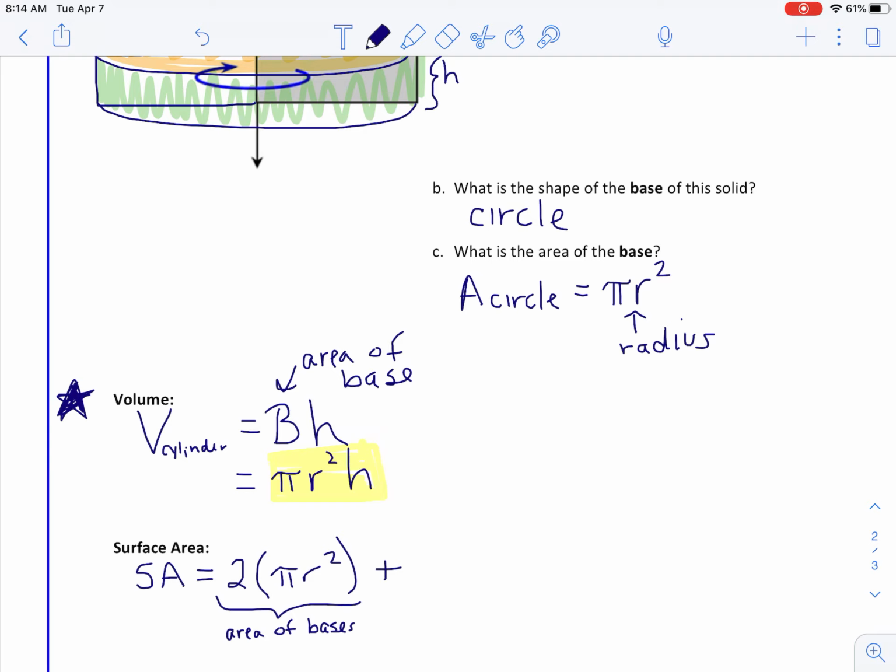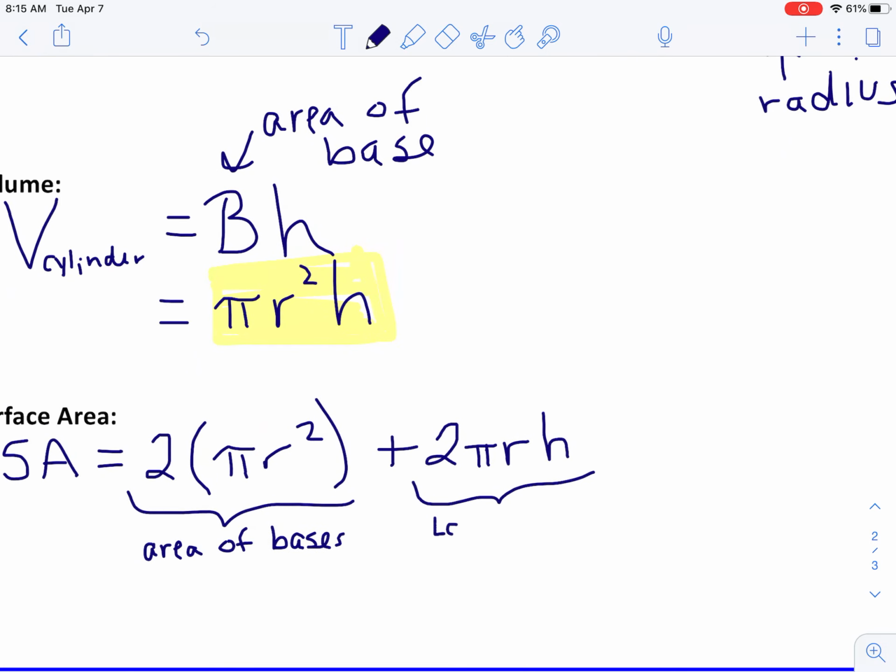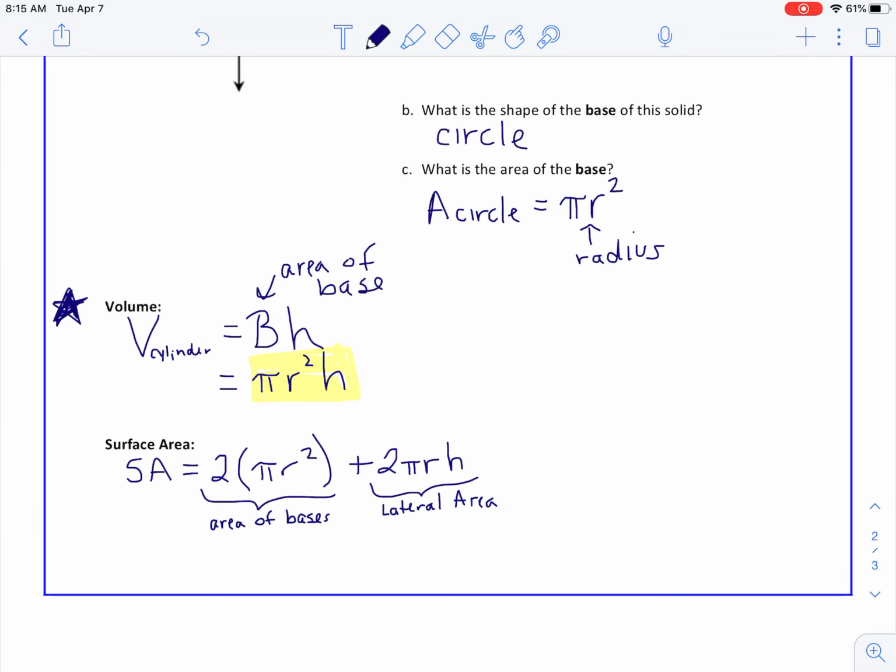So, plus the circumference. What is circumference? 2 pi r or pi d? So 2 pi r for the circumference times the height. And this is the lateral surface area. Okay? Like I said, not a common question asked, but I think it's very interesting.